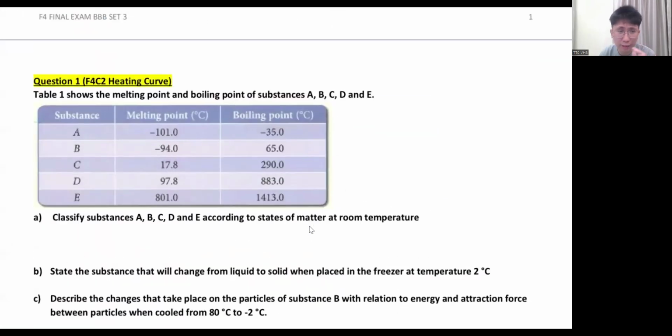As we go through, any questions, type them out in the chat box, so don't be shy.